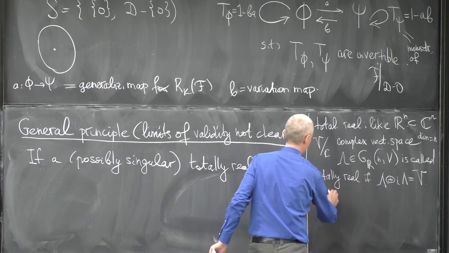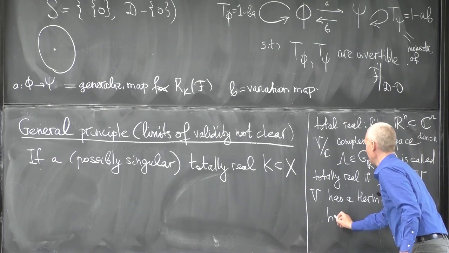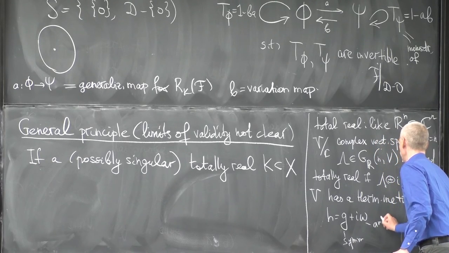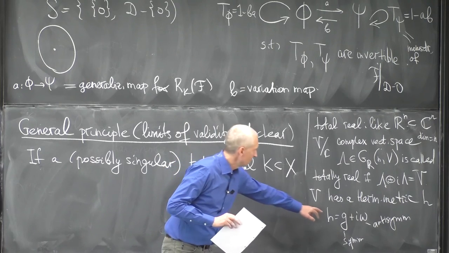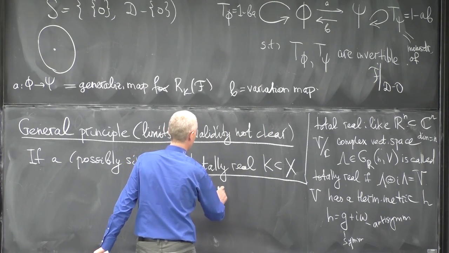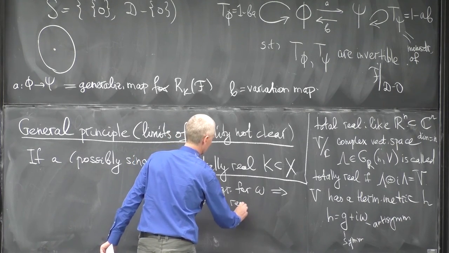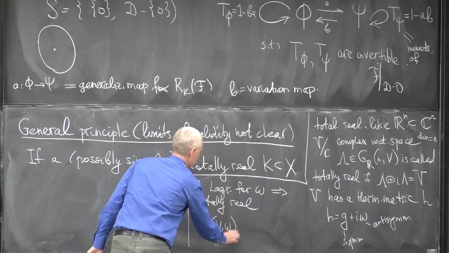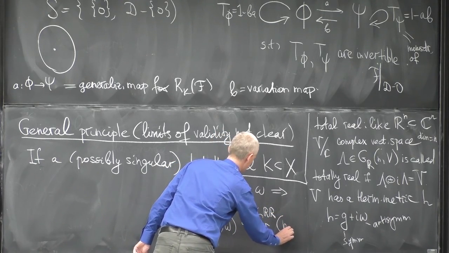So now if V has a Hermitian metric H, which we write H equals g plus i omega, so this is symmetric, this is anti-symmetric. Then omega is a symplectic form, and any Lagrangian subspace with respect to the symplectic form is totally real. So lambda Lagrangian for omega, then totally real. So in this way, the Lagrangian Grassmannian of V, omega is embedded into the Grassmannian of totally real n-dimensional subspaces of V.